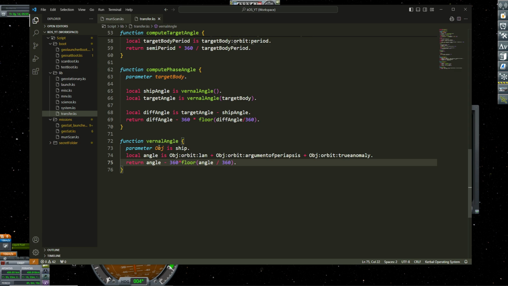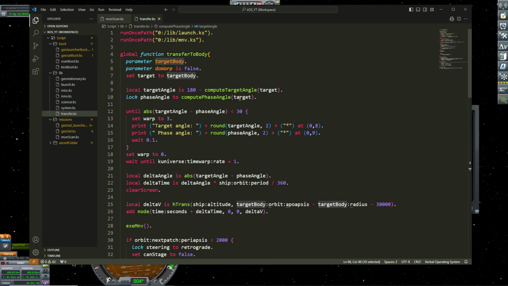That vernal angle needs a parameter. The default value is the ship. So there is no parameter here because I want the ship's vernal angle, and here I have a parameter, and this is the Mun's phase angle. This is the target, and in this case my target is the Mun, and this is it. Once you have that, you have all the things you want.